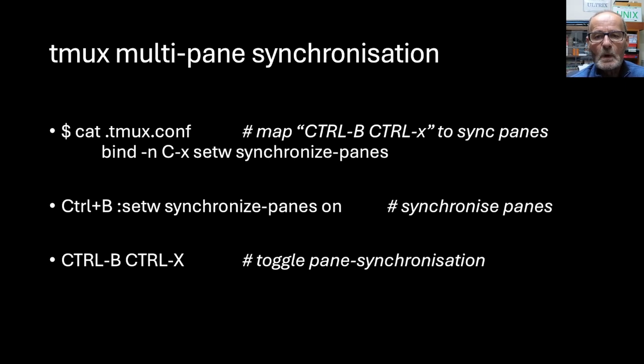.tmux.conf is the easiest way to create your Control X binding to synchronize the panes. But if you're already in a session, there is a Control B command, which is a bit painful to type in, but it works, and that's the :set synchronize-panes on command. Okay, and again, as we've said, Control B, Control X takes you in and out of synchronized panes. So that's basically a really quick overview of tmux.